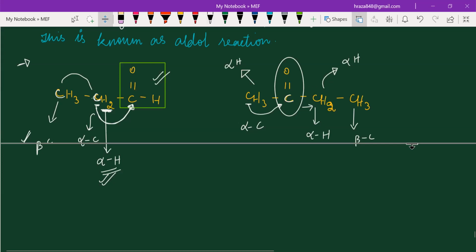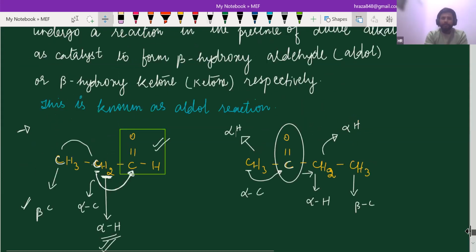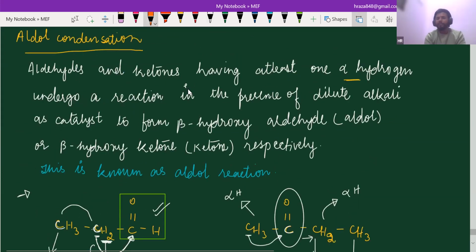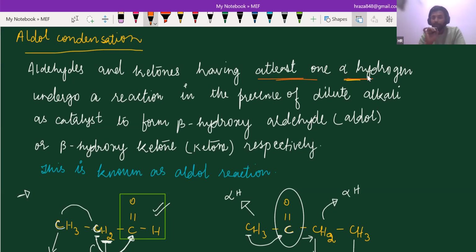So we are studying basically the aldol condensation, in which there must be at least one alpha hydrogen. If there is at least one alpha hydrogen, then aldol condensation is possible. If there is no alpha hydrogen, then aldol reaction is not possible. Is that clear, Ayman?